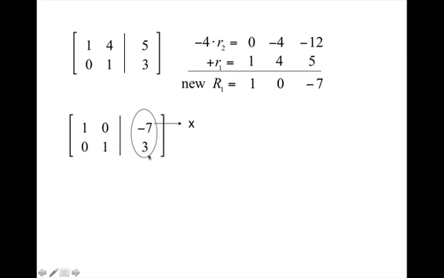In the second row, I have 0x plus 1y equals 3. So I just have y equals 3, so the 3 becomes my y value. Since this was a system of equations, I write this as the ordered pair -7, 3.